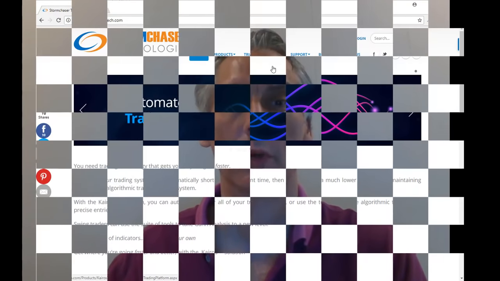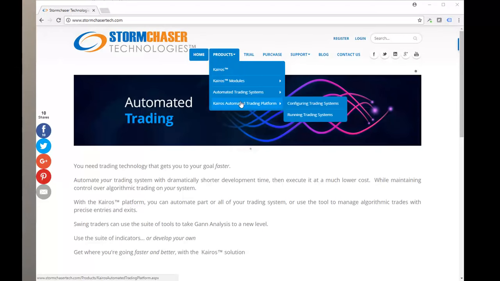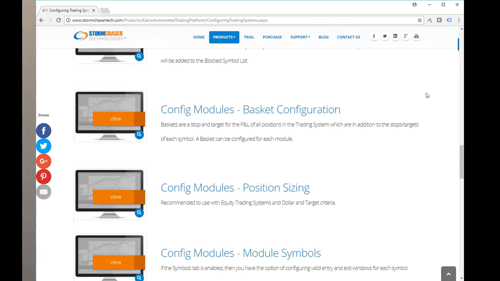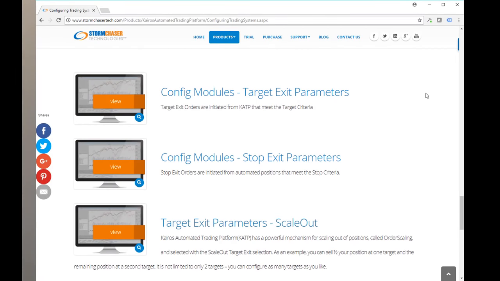So how do you set up the parameters in Kairos platform to enable you to do this? This is what the next video is about. If you want to get a head start on this before the video, you can see the documentation on the website. To get to the documentation, go to the site. In the menu, select Product, Kairos Automated Trading Platform, Configuring Trading Systems. Then scroll down to the 3 topics: Target Exit, Stop Exit, and Scale Out. The information on these pages will give you a detailed explanation on how to configure each of the different types of stops, targets, and scale outs. The links to these pages are also included below this video.